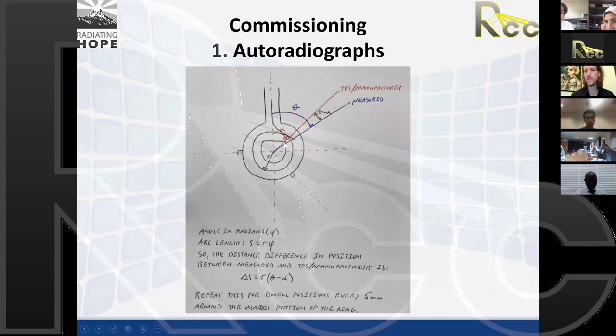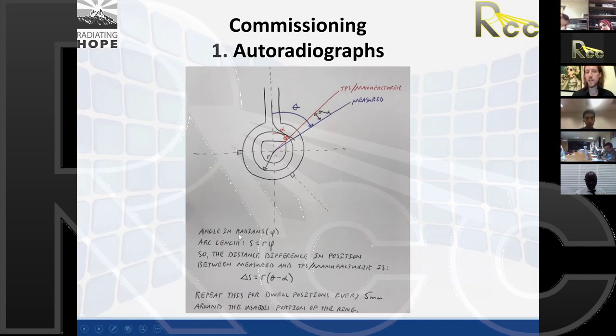Okay, so it's saying the angle should be alpha, but we actually measured theta. So the difference between the two angles is theta minus alpha, and it becomes quite simple. R is the radius of the path that the source takes. Basically, that's your ring diameter. For a 30 millimeter ring, R would be 1.5 cm.